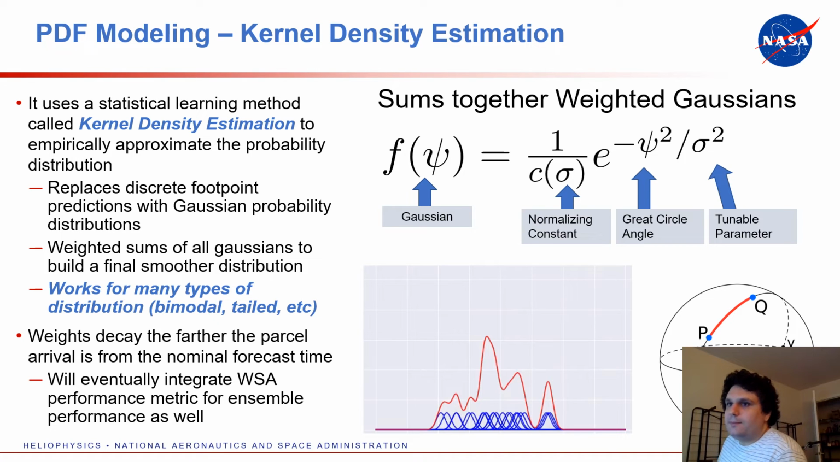This works to be adaptive to the distribution of the points in the sense that, like what we saw before, you can have a bimodal distribution and you can have a tailed distribution, which is much more advantageous than if we were to fit a Gaussian to all of the points together and then force a Gaussian structure on the distribution of points. This is much more adaptive.